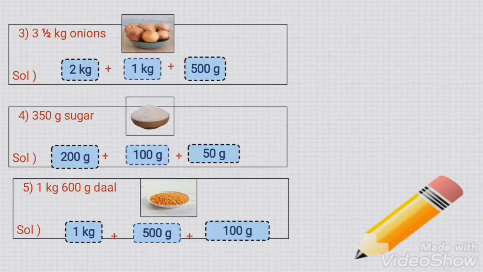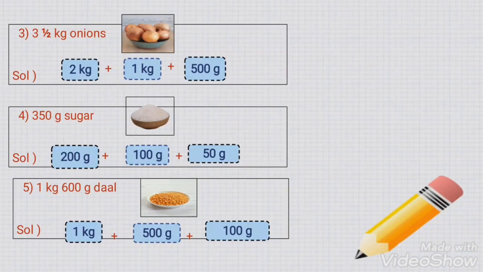Moving on to the third one, 3.5 kg onions. So students, there is not a total weight of 3 kg directly. So you have to use a combination of 2 kg and 1 kg. That is 3 kg, and for half kg we already know that we have to use 500 grams, right? So the combination that you will use are 2 kg, 1 kg and 500 grams.